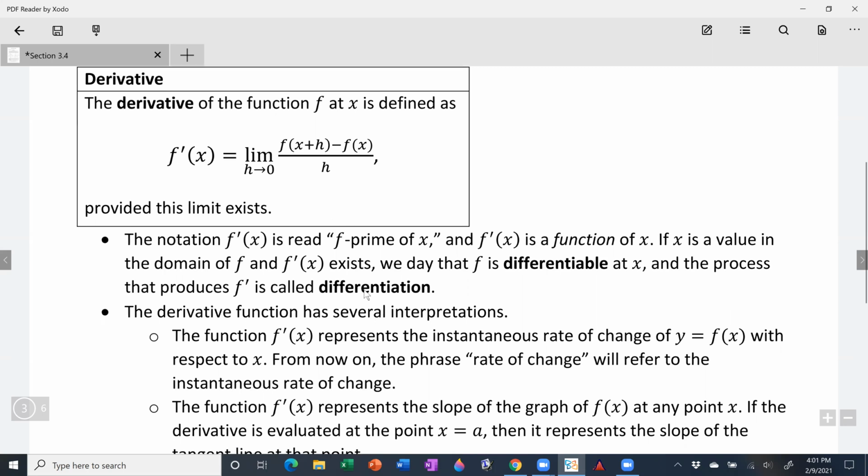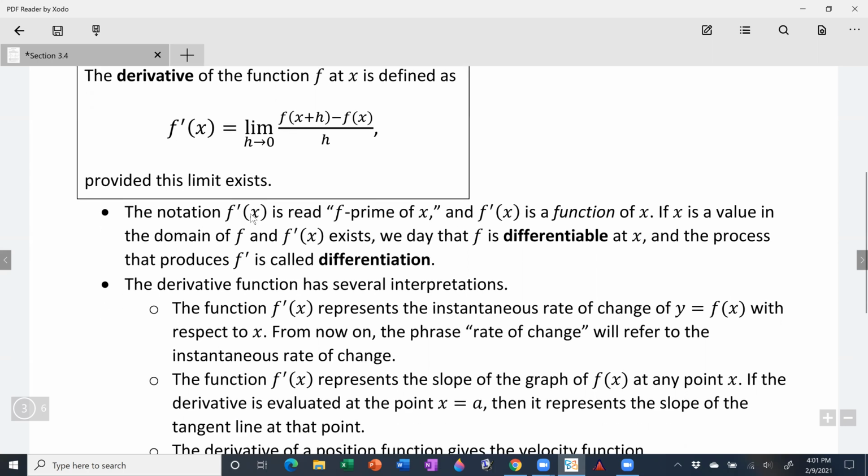Of course, I keep saying provided that this limit exists, and we'll talk about that a little bit later. Like I said, this notation, f prime of x, is the way that we read this out loud. So that little apostrophe there, we say it's f prime of x. And f prime of x is a function, okay, very important. We're going to notice that the derivative often has x involved. It often has the variable involved. So it is a function of x. So if x is a value in the domain of f and f prime of x exists, we say that f is differentiable at x, and the process that produces f prime is called differentiation.